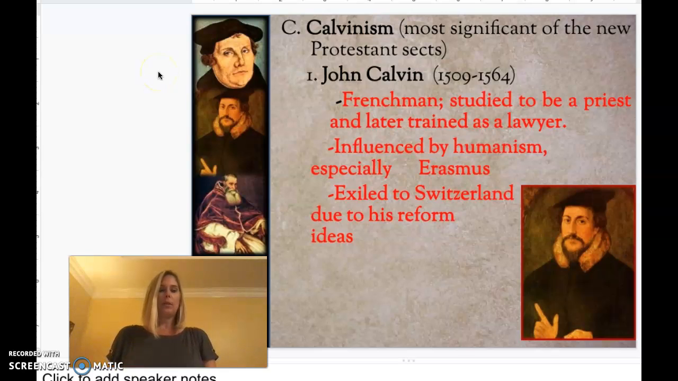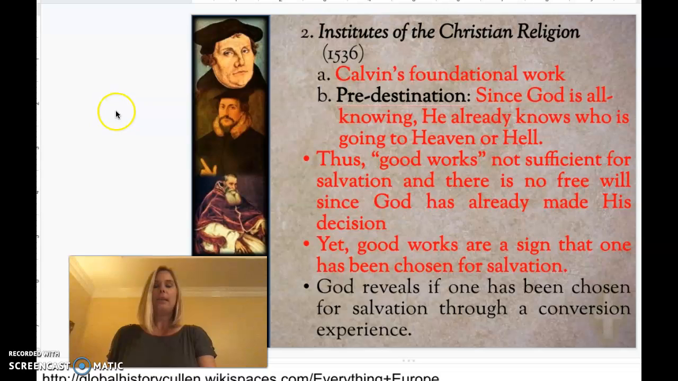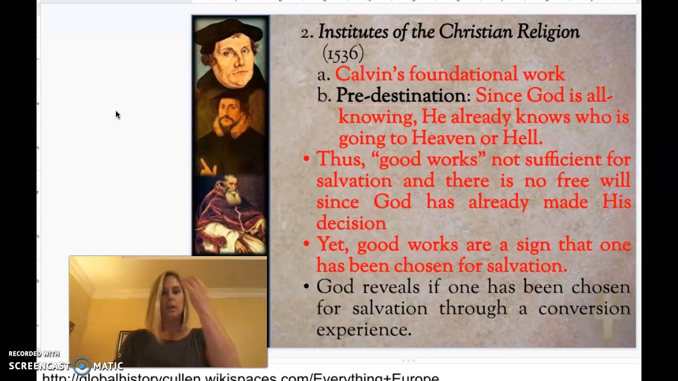Calvin will write what ends up becoming the foundational work for Calvinism, and that publication is the Institutes of the Christian Religion. So this should be on your number 2, and for your describe, you're simply putting that this is Calvin's foundational work. So again, it is outlining all of his beliefs. You know, you want to learn about Calvinism, then this is the publication that you need to look over.